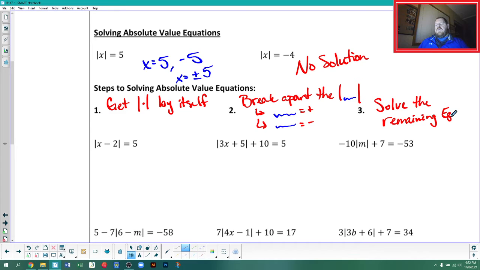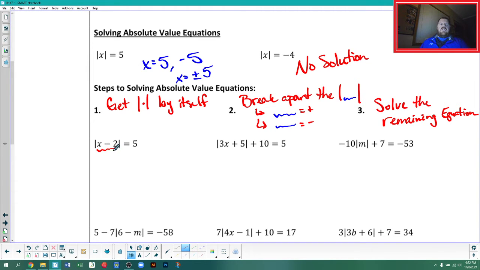Okay, and that's always how my step-by-step processes go. We may not have to do any work to get the absolute value by itself. Like in this first one here, the absolute value is by itself, so that one's done. Now I want to break apart the absolute value into the positive and negative versions. So that's what I'm doing here.